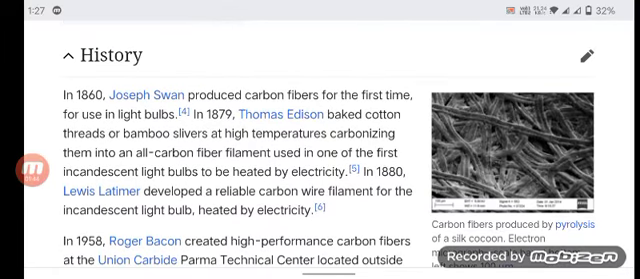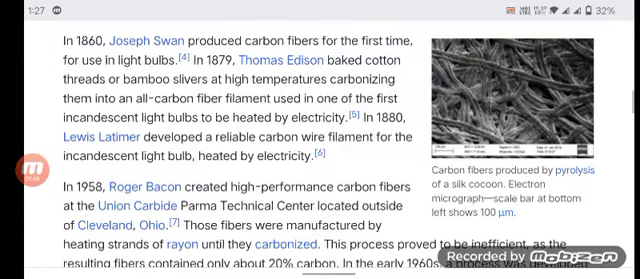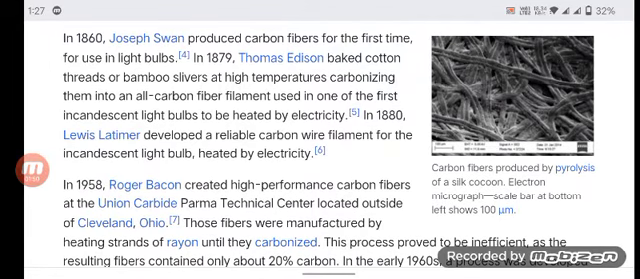In 1860, Joseph Swan produced carbon fiber for the first time for use in light bulbs. In 1879, Thomas Edison baked cotton threads or bamboo slivers at high temperatures, carbonizing them into an all-carbon fiber filament used in one of the first incandescent light bulbs to be heated by electricity.